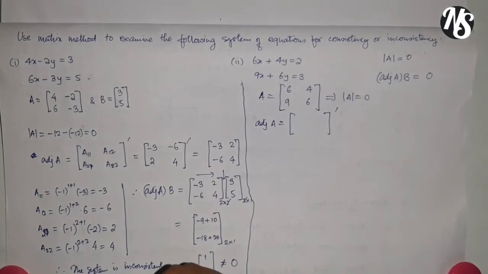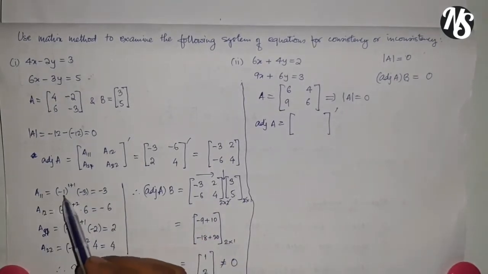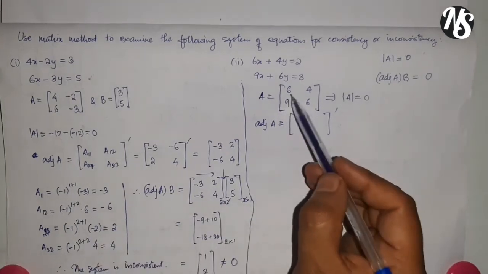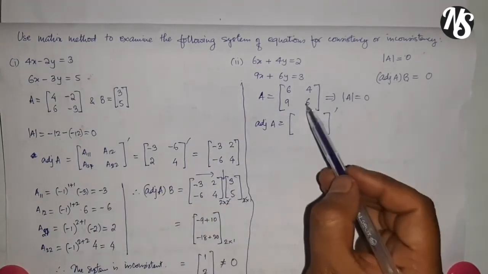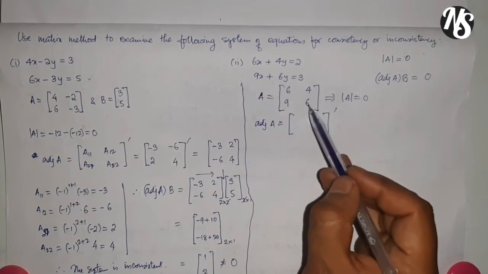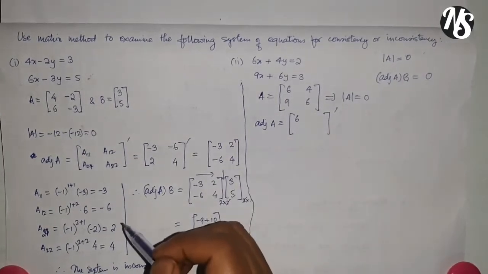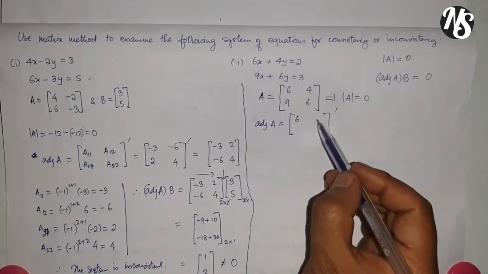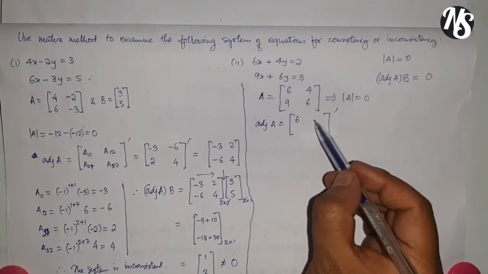Okay, so A11. Remember A11 is minus 1 to the power 1 plus 1, which is always positive. So what is the minor here? Remove this, the minor will be this one. Now A12 will be, first and foremost, negative, isn't it?